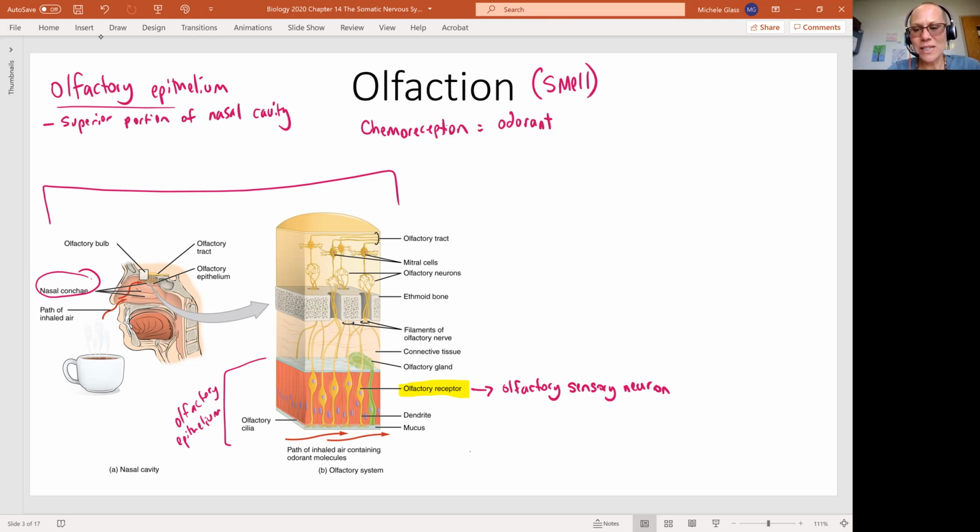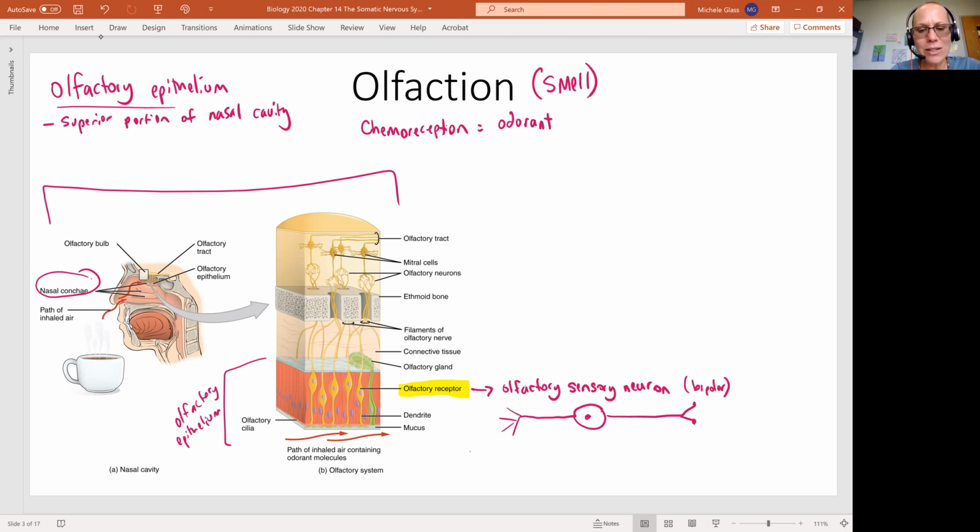Our olfactory sensory neuron is a bipolar neuron. We can see that in our diagram, or we can draw that out for ourselves. Remember, with the bipolar neuron, you're going to have a dendrite, and then the cell body sort of in the middle, and then the axon coming off of that cell body. And that's exactly what we see here.